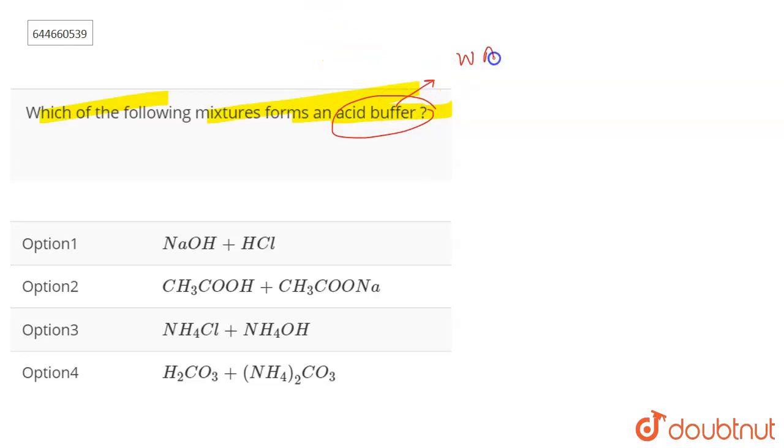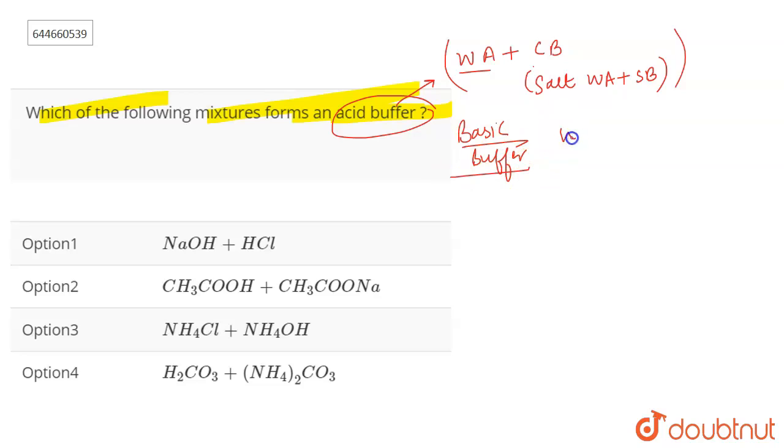Acidic buffer is formed whenever a weak acid combines with the salt of its conjugate base, right? Or you can say that it is a salt of the weak acid and a strong base. So this combination is what we call the acidic buffer. And the basic buffer is formed when a weak base combines with the salt of its conjugate acid, or you can say the salt of a weak base and a strong acid, right? So the combinations of weak acid and strong base, or weak base and strong acid can lead to the formation of buffers.